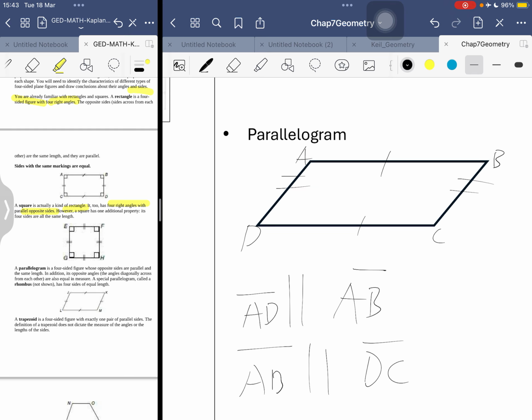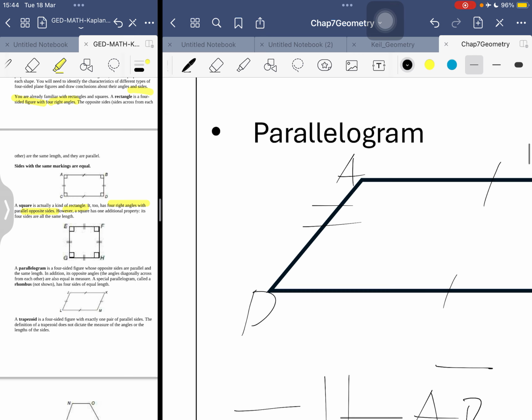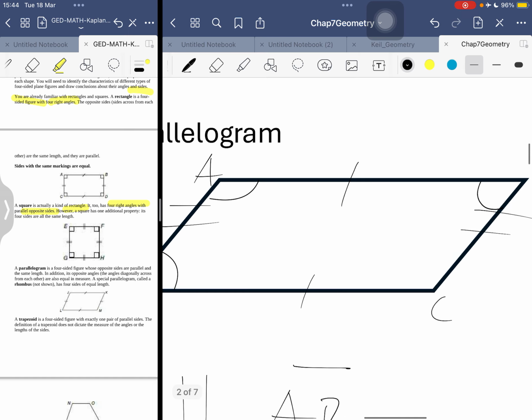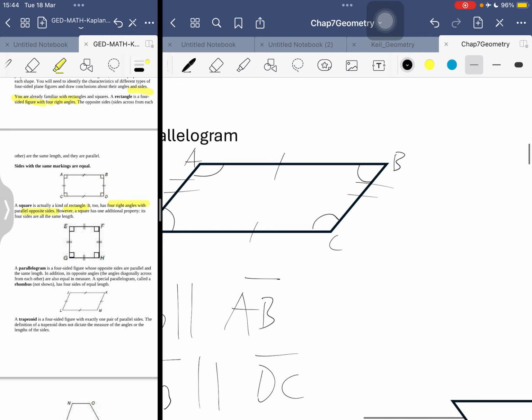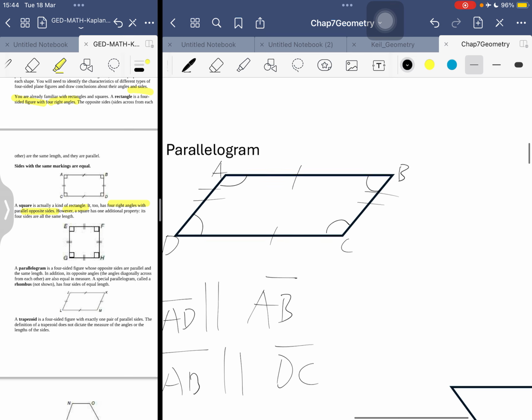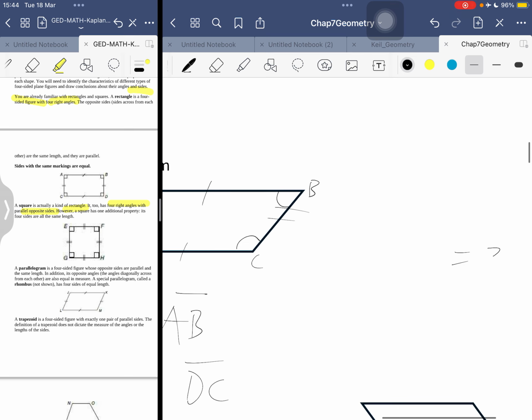But then, it's also like a square or rectangle, except the angle is not 90 degrees. How should I say this? For example, this angle, and this angle, and this angle. It's not 90 degrees. However, the total angle would always be equal to 360.